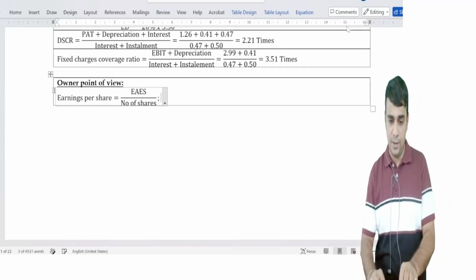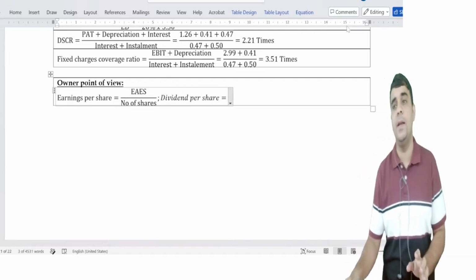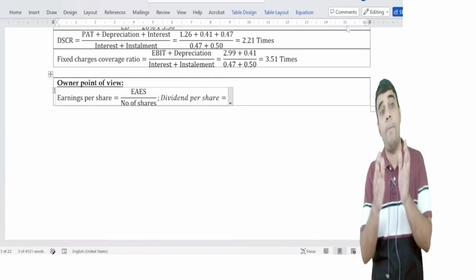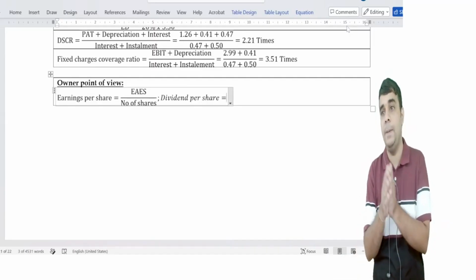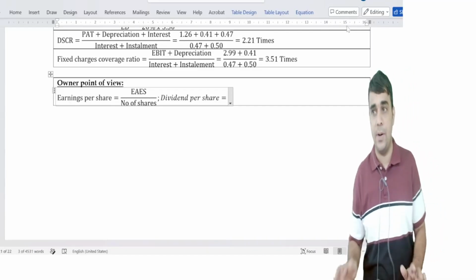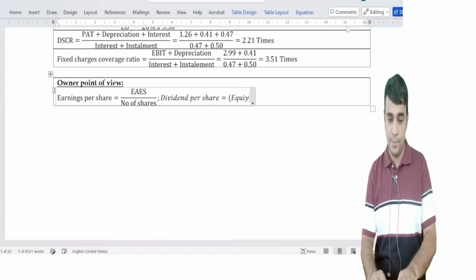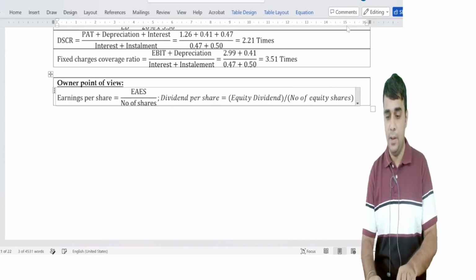A variant of this is DPS. DPS is dividend per share. From the earnings available to equity shareholder, a part of it I pay to the equity shareholder. I'm only discussing equity shareholders now. So this is called equity dividend divided by number of equity shares.